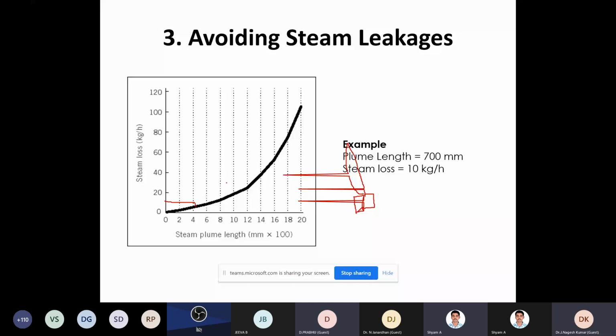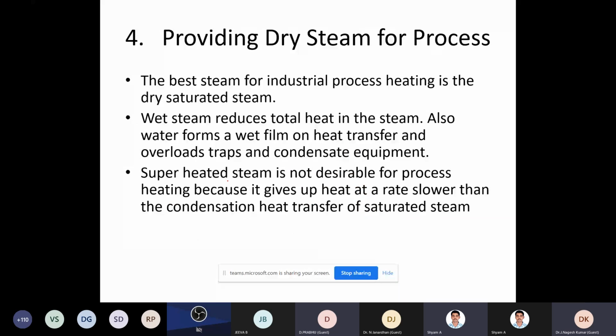Providing dry steam for the process, we have seen why dry steam is essential. The wet steam reduces the heat content of steam. So that means you have to use more steam because the enthalpy of steam will be less, and also your process cycle time will be more. So always provide dry steam for the process. By controlling the boiler parameters, you can produce dry steam.